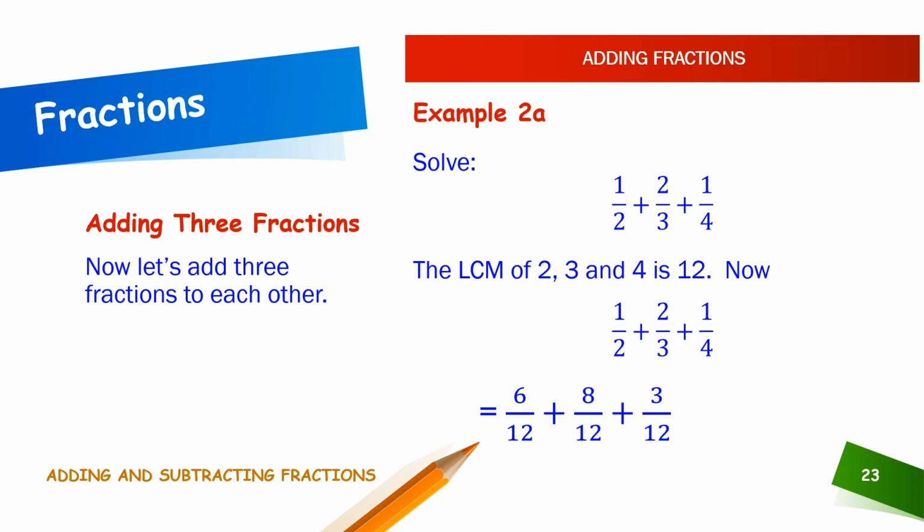Now add the numerators to give 17 and leave the denominators alone to give 12. 17 out of 12 represents 17 pieces out of 12, so another way of expressing this is to say that we have 1 whole and 5 pieces out of 12, as shown.